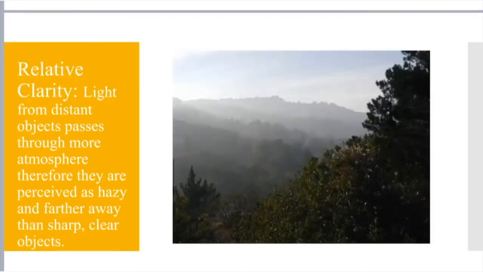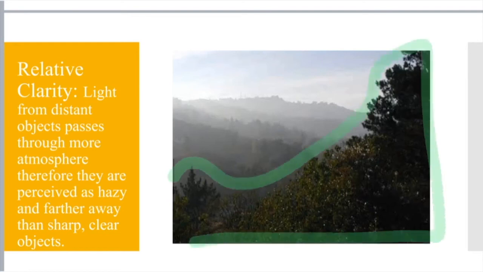Then we have relative clarity. Light from distant objects passes through more atmosphere, therefore they are perceived as hazy and further away than sharp, clear objects. Looking at this image, you can see the leaves and the details of these trees that are up close. But as you get further and further away, things get hazier and hazier. That's the idea of relative clarity. And because these things are hazy, we can perceive that they are in fact further away.